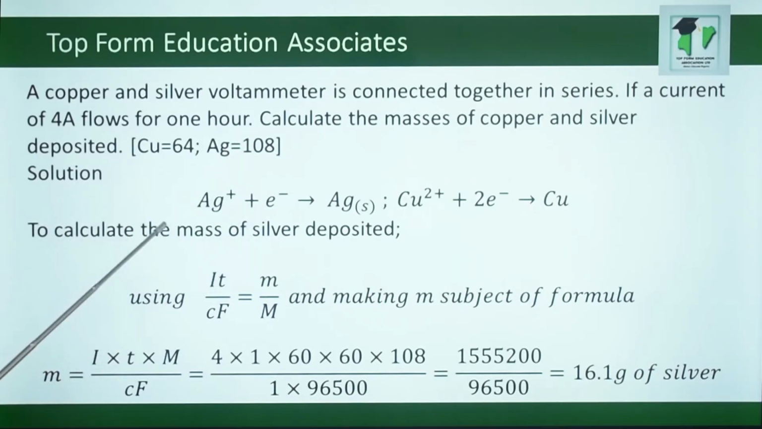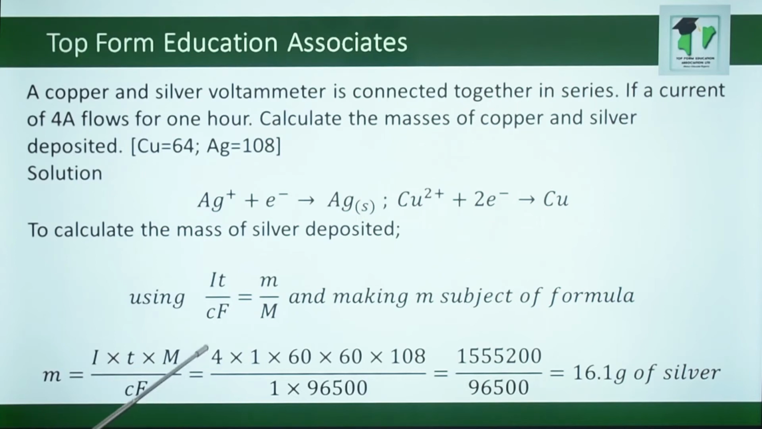Solution. Since silver is univalent and copper is divalent, to calculate the mass of silver deposited, we are using the formula that we used in the first law of Faraday, which is IT over CF is equal to M over M. Making M the subject of the formula, we can say that M is equal to I times T times M all over CF.